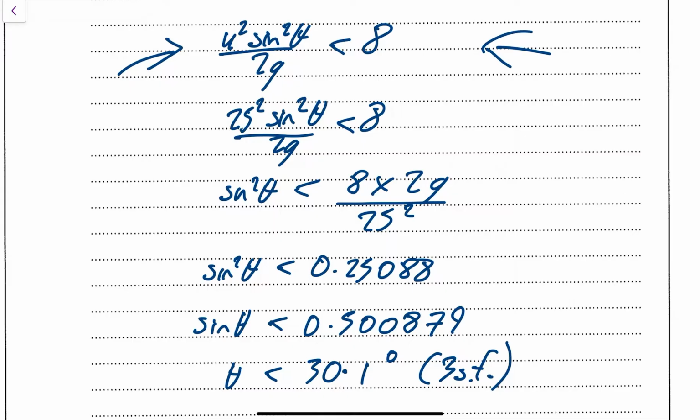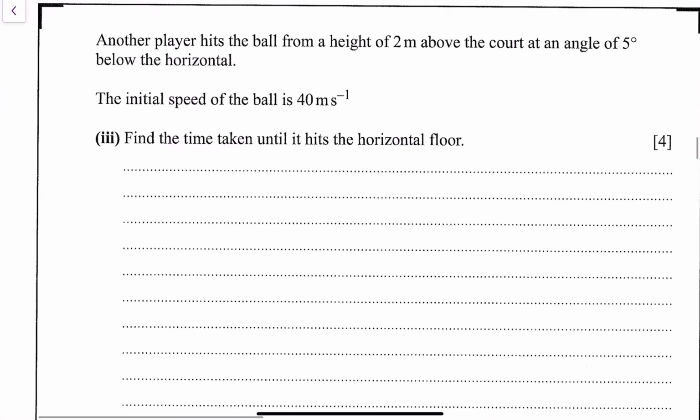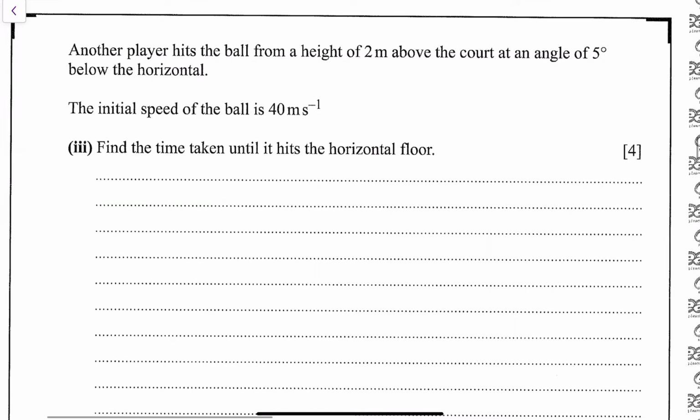They sort of wanted you to use the formula. Okay, it says another player hits a ball from a height 2 meters above the court at an angle of 5 degrees below the horizontal. The initial speed of the ball is 40. Find the time taken to hit the floor.